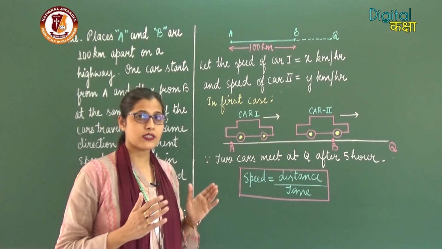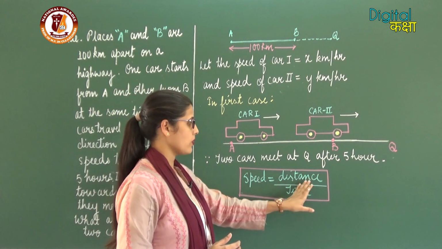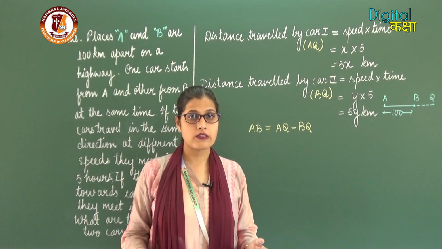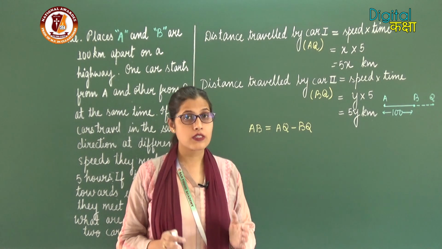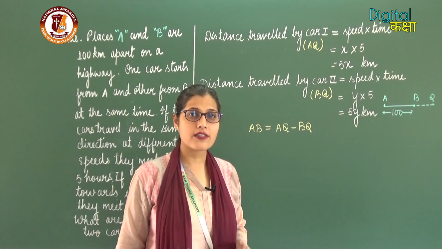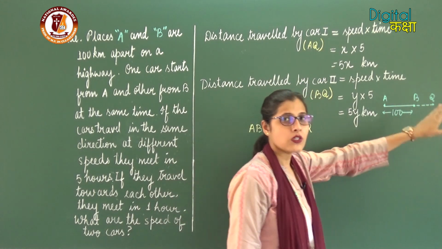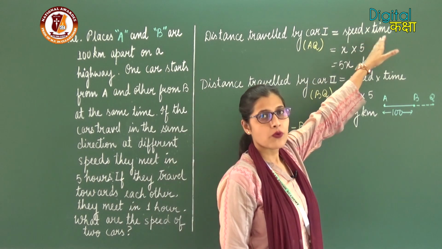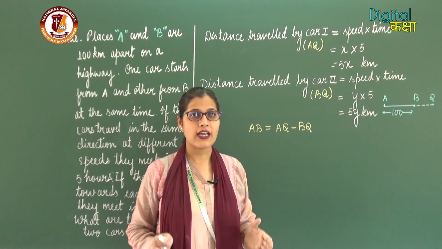As we have the speed and time, we will be using the relation speed equals distance upon time. With this relation, we can find the distance travelled by both the cars in 5 hours. The distance travelled by car 1 will be equal to AQ. So, using the relation distance equals speed into time, we will be finding the distance AQ.